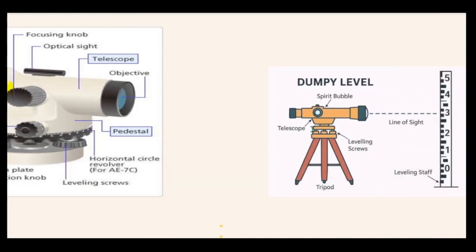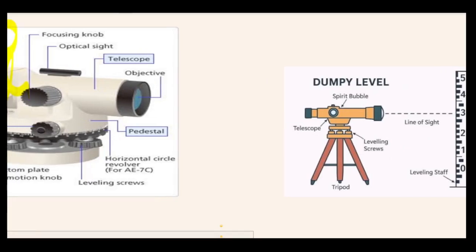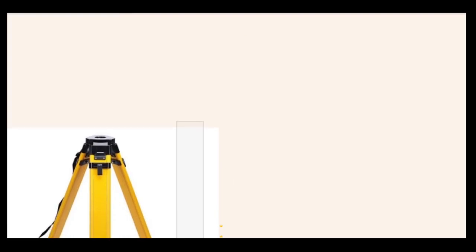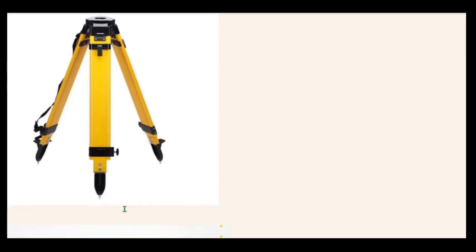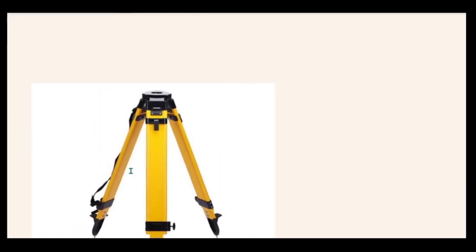But then see how the dumpy level looks like here. And again, see the staff you can view from here. I will show you the staff one by one. This one here is not the staff actually. It's called the tripod stand.